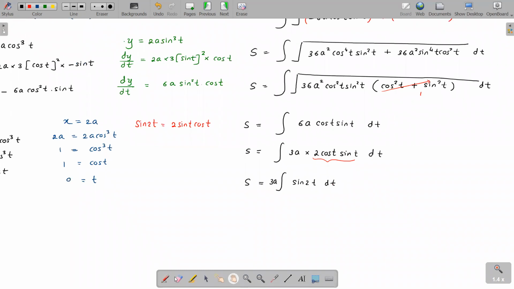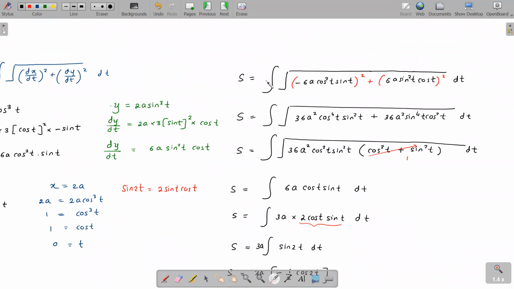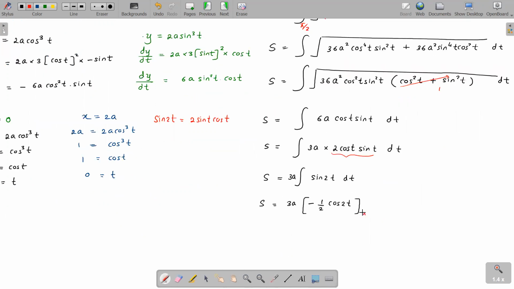Okay, so then what happens when you integrate sin 2t? Sin integration is minus, right? Minus 1 over 2 cos 2t. By the way, I did not put the limits. What are the limits? So for x, the limits are 0 to 2a. What was the t value when x is 0? When x is 0, t is pi over 2. Then when x is 2a, t value is 0. So pi over 2 to 0. Okay, not the other way.